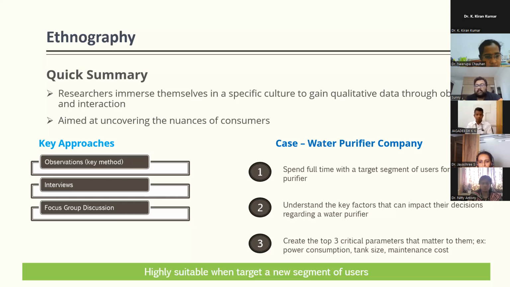So these are the kind of things where they immerse themselves with the target audience and understand what matters to them for the thing that you're trying to offer to them. So that's how you come up with some key insight. Ethnography is primarily observation dependent. It's not about asking them and collecting data.